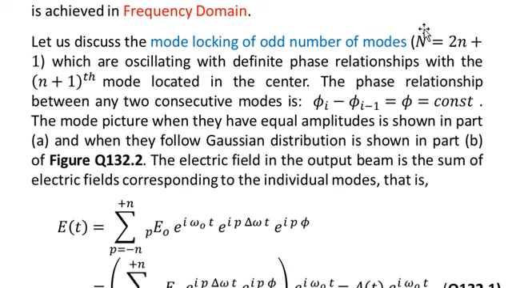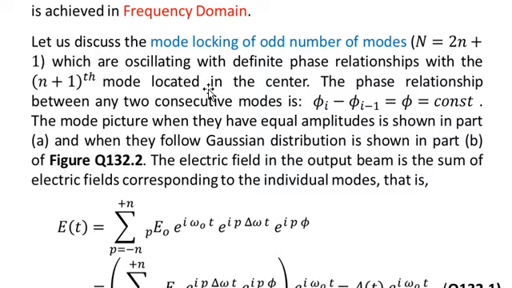That is, the total number of modes is capital N, and this capital N is an odd number. So there is an odd number of modes, for example 51, 53, 55, 67, 71, 83 and so on. So capital N is the mode number, which we are assuming are oscillating with a definite phase relationship.